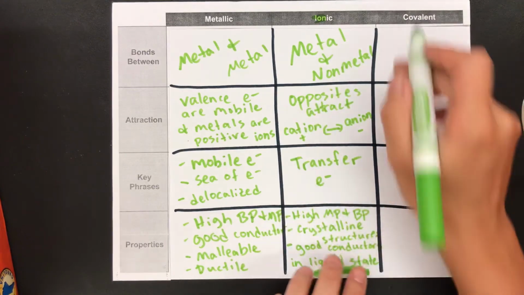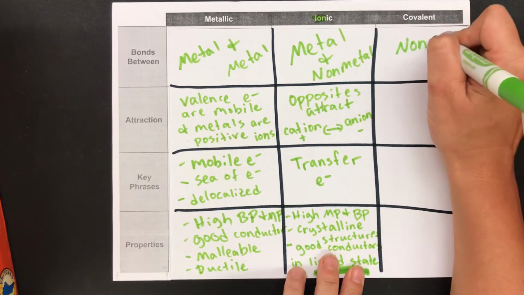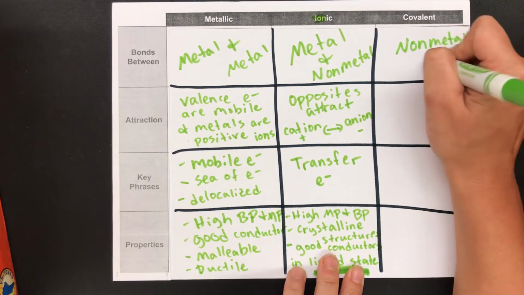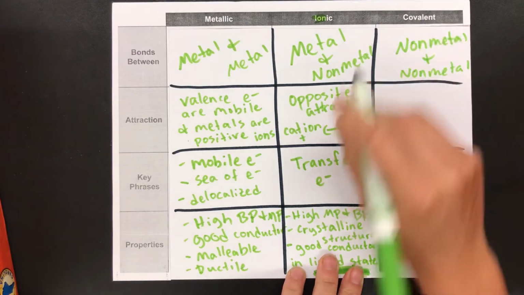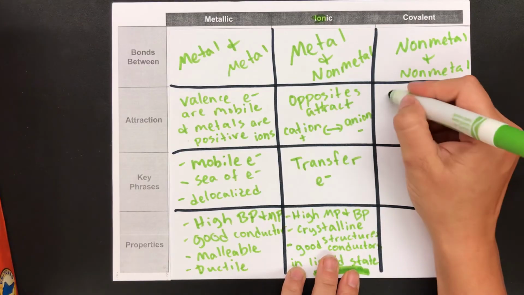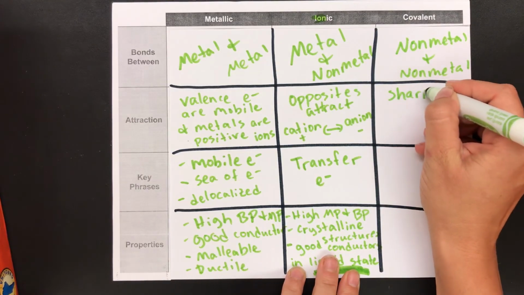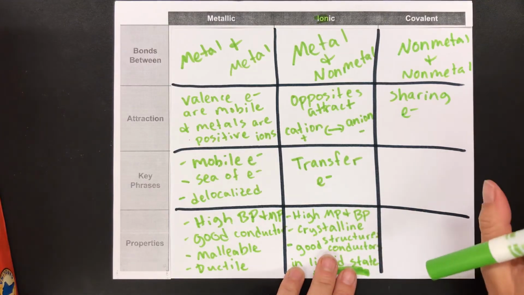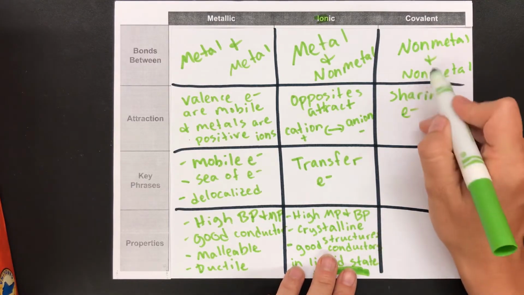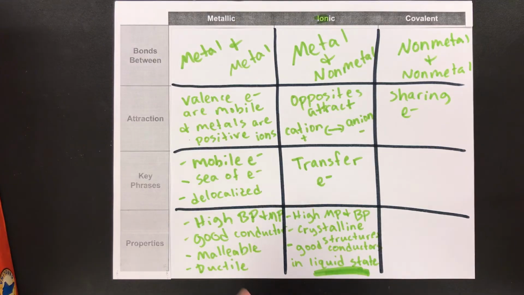Covalent, last combination is going to be non-metal and non-metal. Covalent is because they are sharing electrons. That's why they form this bond, because they're sharing electrons. One non-metal is giving to another. They're kind of going back and forth, kind of like tug of war.